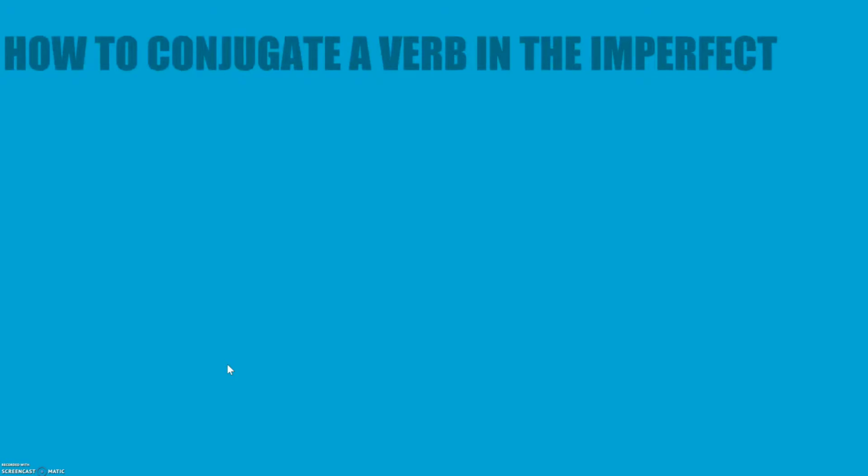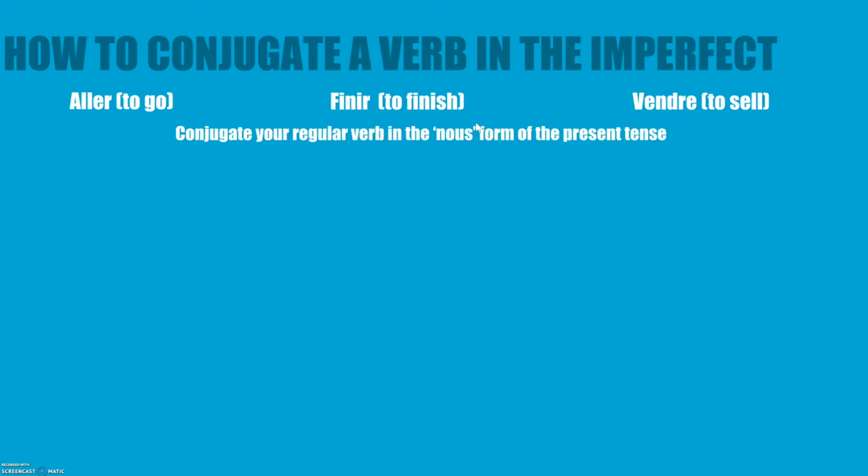So now, how do we conjugate a verb in the imperfect? Remember our three different types of verbs: ER, IR, and RE. Regardless of what type of verb it is, you're going to conjugate it in the nous form of the present tense. So aller is going to be allons, and then finir is going to be finissons, and vendre is going to be vendons. So that's the first step. Then what you need to do is chop off the ONS. Allons has lost its ONS, finissons has lost its ONS, and vendons has lost its ONS. So this is called the imperfect stem.